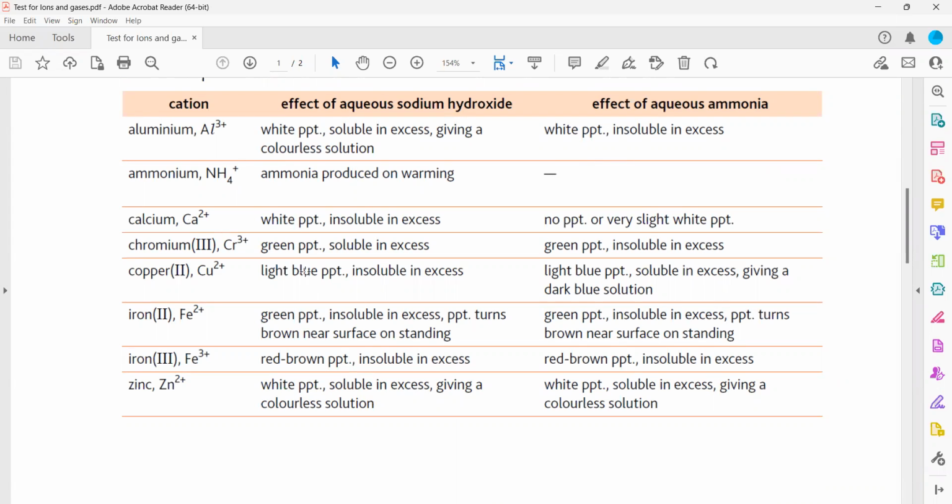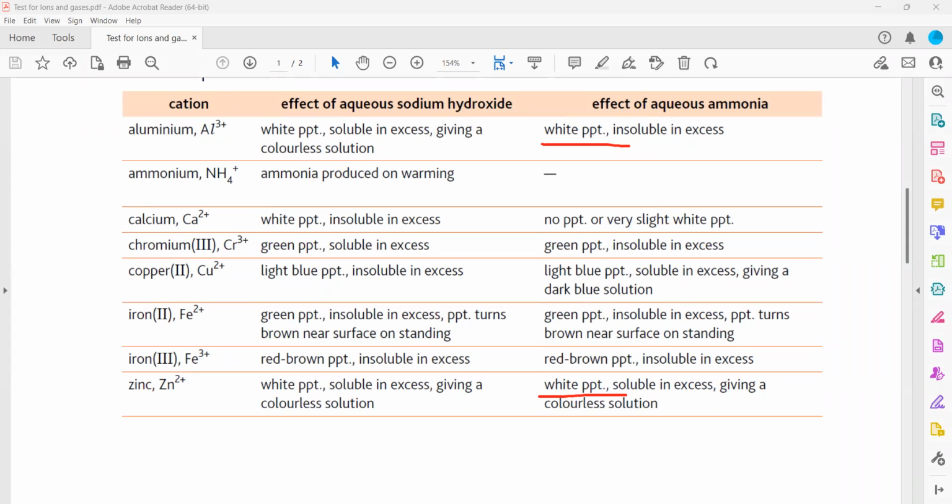So when adding aqueous ammonia, a white precipitate is there, which is insoluble in excess. There are two white precipitates. One is due to aluminum and another one is due to zinc.